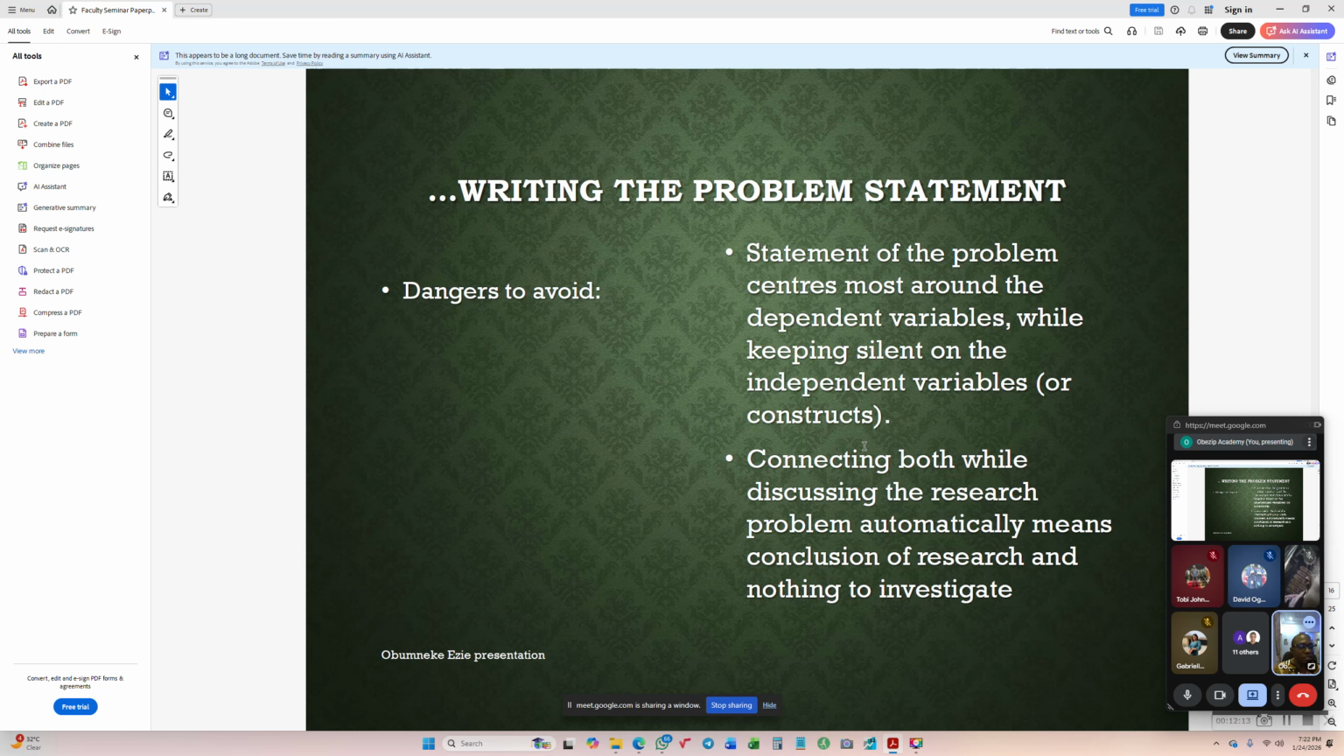Now, there are two dangers to avoid. Very important when stating your problem in your research. All right. Number one is to realize the fact that if you are carrying out an investigative study, you have to do a study that will have a dependent and an independent variable, right? And the independent variable in this case happens to be having an impact on the dependent variable. The dependent variable is the outcome variable, as the case may be. Your statement of problem should dwell more on your outcome variable, which is your dependent variable.